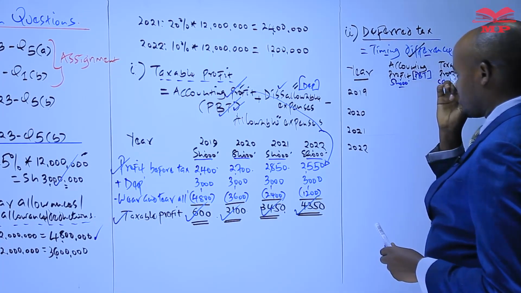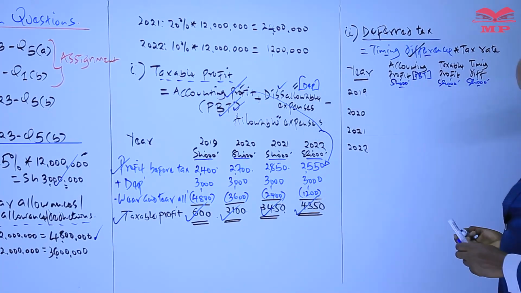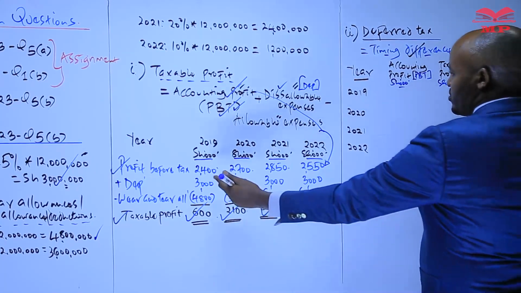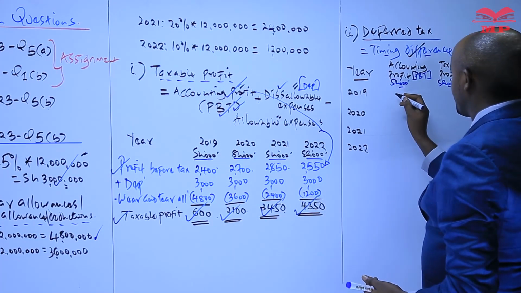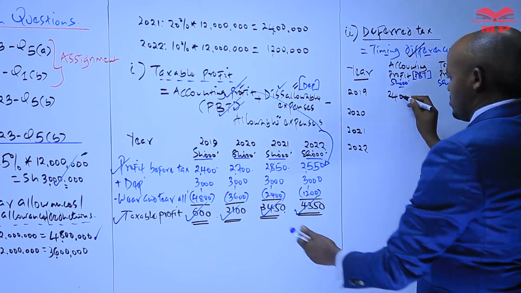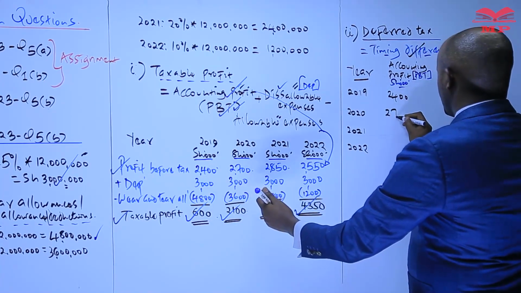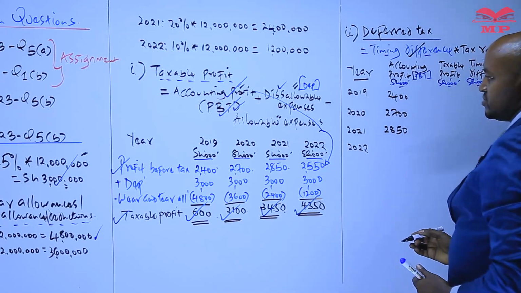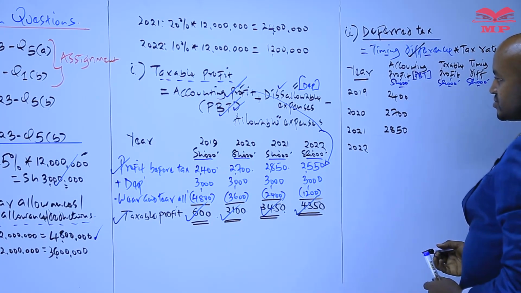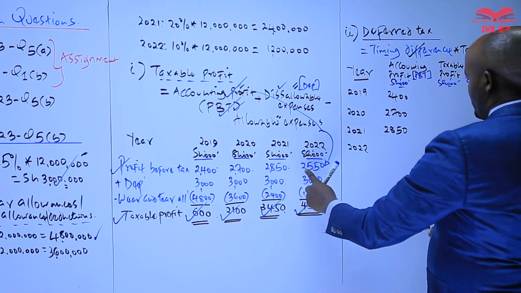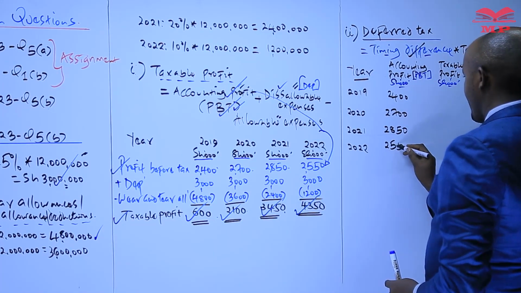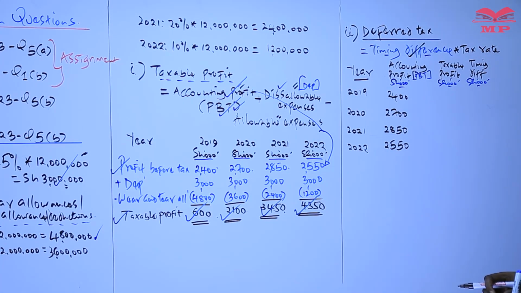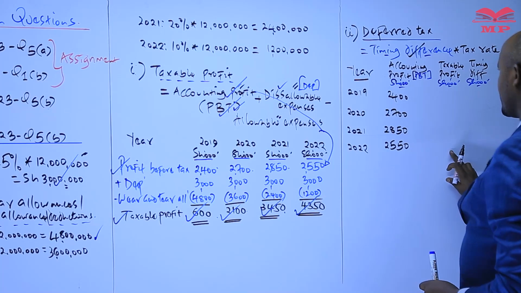So these are quite simple now. We just need to transfer what you have here. So let's first of all have the accounting profit. The accounting profit for the first year is 24. What we have here, 27. Then here we have 28.50. And then we have 25.50. Then we have the taxable profit.